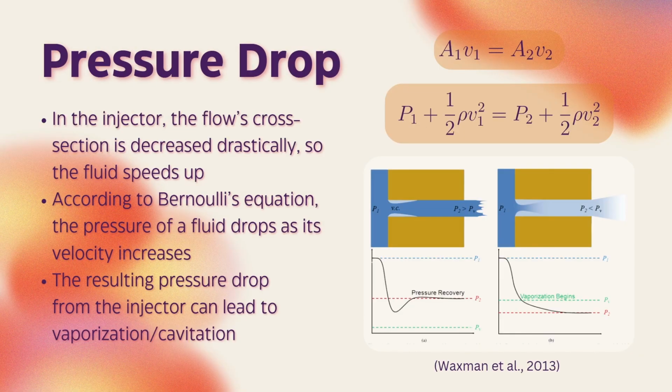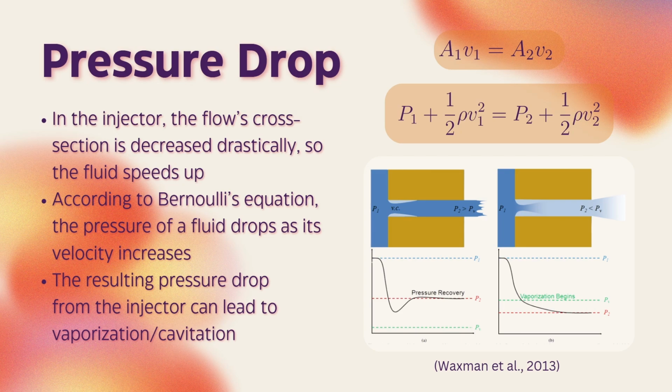Something kind of annoying with the injectors is that there's a pressure drop over them. So it should be kind of intuitive that as the fluid flows, if you decrease the cross-sectional area, the velocity of the fluid speeds up. If you've ever held a garden hose and put your thumb over the end and seen that the water goes out faster, that should be familiar. There's another thing though: as the velocity of a fluid speeds up, its pressure decreases according to Bernoulli's equation, which is there.